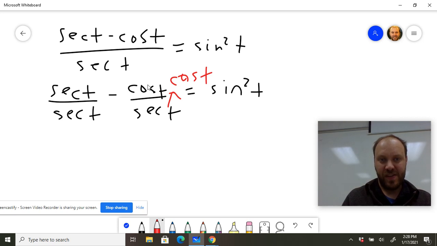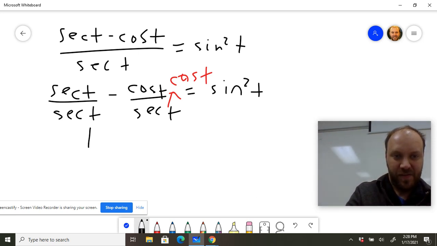So that's going to turn the second part into a cosine squared of t. Of course, this is going to be 1. I usually encourage you to do one step per line. Again, to try to fit in the video here, I'm going to do this in one step. So 1 minus cosine squared of t is equal to sine squared of t.